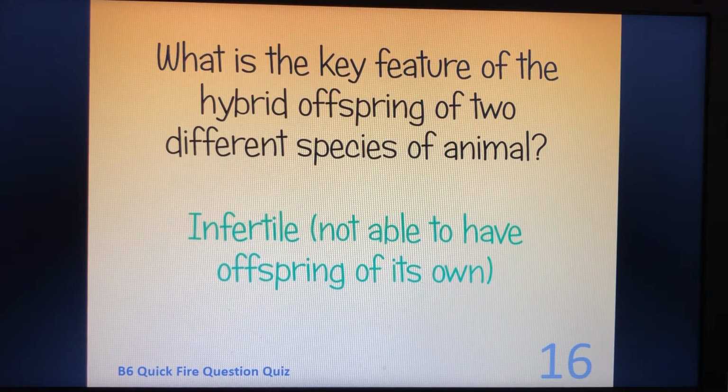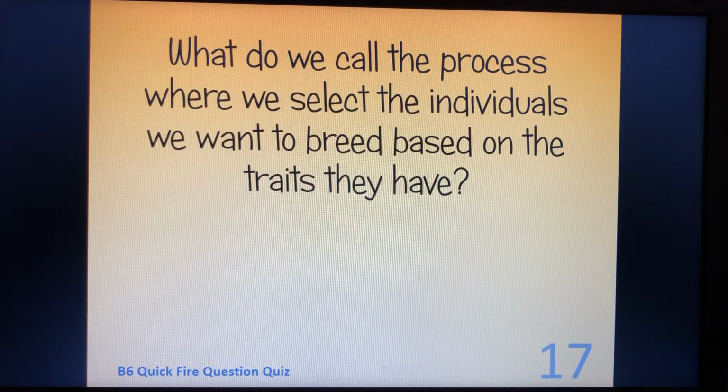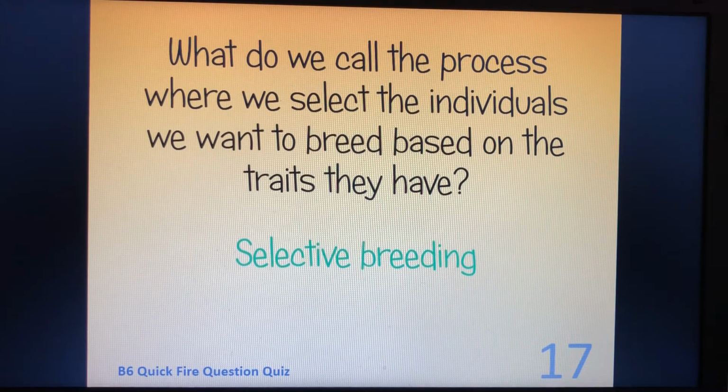Question 17. What do we call the process where we select the individuals we want to breed based on the traits they have? So this isn't a natural process, this is human intervention, humans choosing those individuals because they've got good features, maybe in a farmer type setting, and they choose those individuals to breed. What's that called? And the answer is selective breeding.